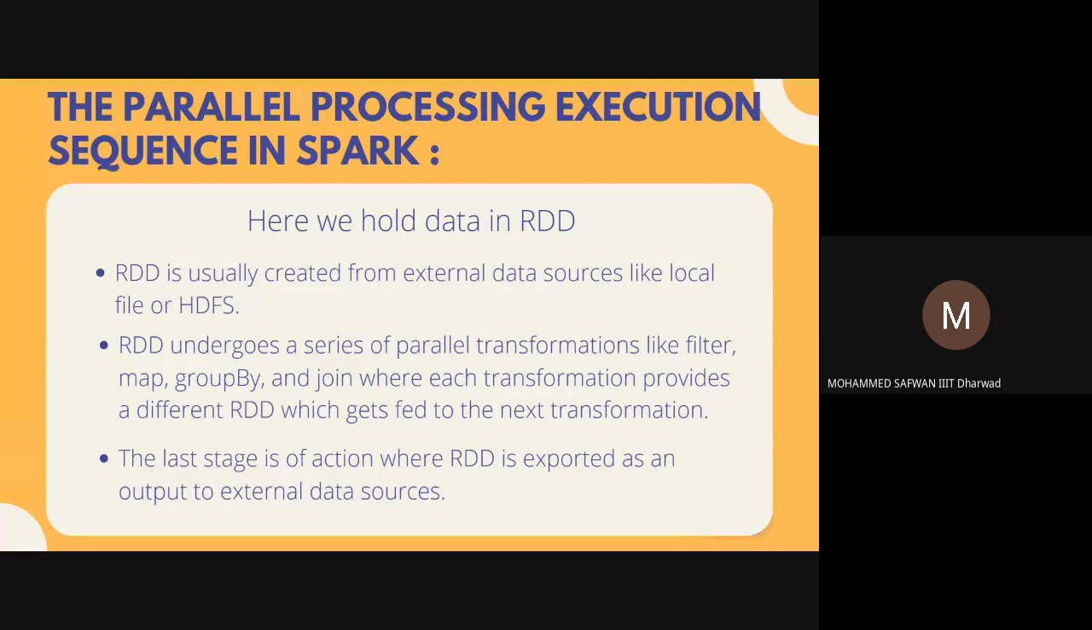So here we'll be discussing the parallel processing execution sequence in Spark. RDD is usually created from external data sources like local files or HDFS. RDD undergoes a series of parallel transformations like filter, map, group by, and join, where each transformation provides a different RDD, which gets fed to the next transformation. The last stage is of action where RDD is exported as an output to external data source. Next slide.